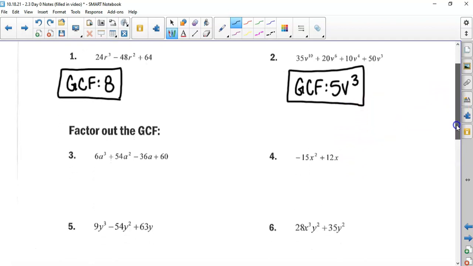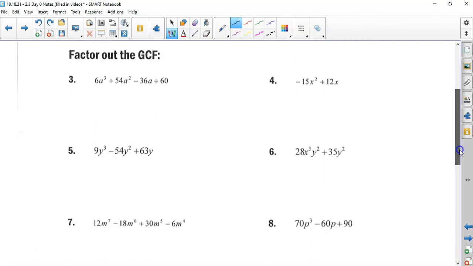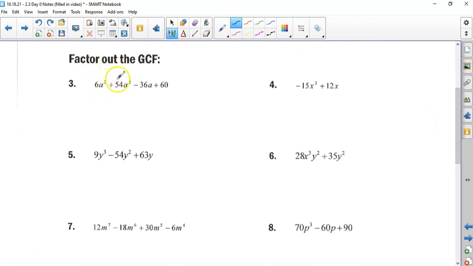Let's now practice actually factoring out the GCF. So for number 3, I'm looking at 6, 54, 36, and 60. 6 can be factored out of each of these. So now I'm going to set this up with division bars underneath each term, and at a minimum, I'm factoring out 6. Now let's take a look at the A's. I've got A cubed, A squared, A. This term does not have an A value at all here, so I cannot factor out any A's. Our GCF goes outside our parentheses.